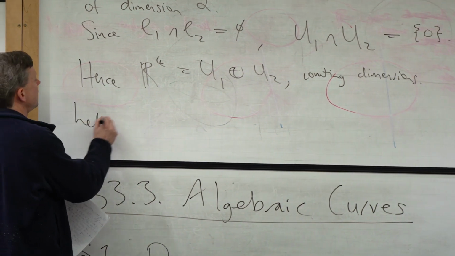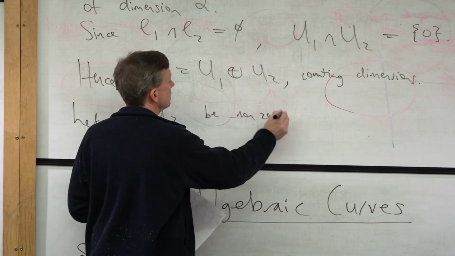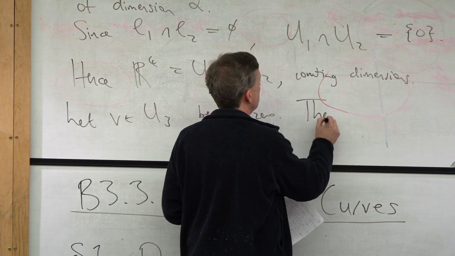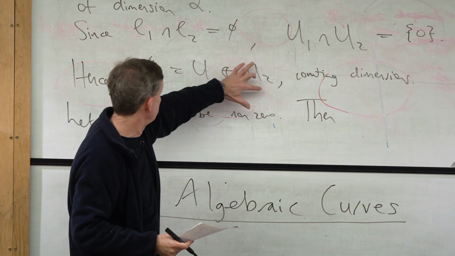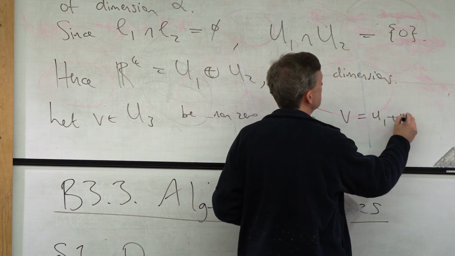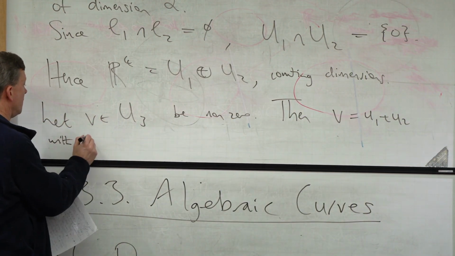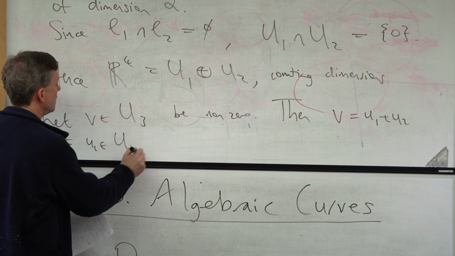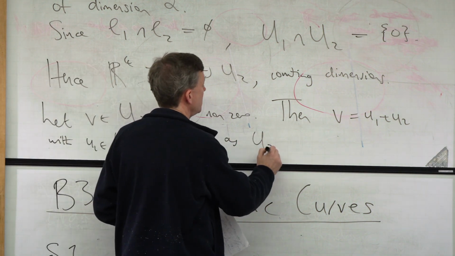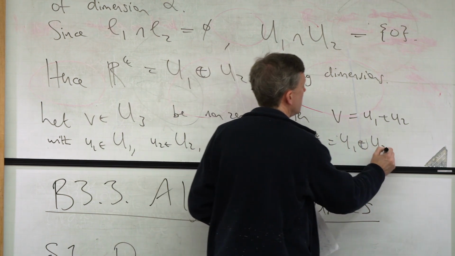So let's take v in U3 be non-zero. Then, because U3 is contained in R4, which is this direct sum, we have that v is little u1 plus little u2, with u1 in big U1 and u2 in big U2, as U3 is contained in R4, which is U1 direct sum U2.